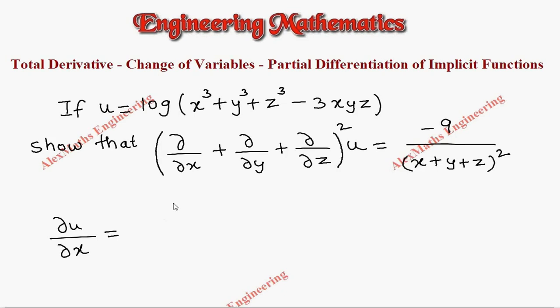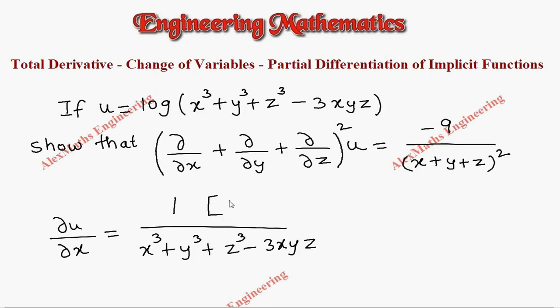So, law of differentiation is 1 by then whole term x cube plus y cube plus z cube minus 3xyz, then into derivative of x cube is 3x square, and y cube and z cube are constant, and coming to the last term, minus 3yz is constant and derivative of x is 1. So totally we have in the numerator 3x square minus 3yz.